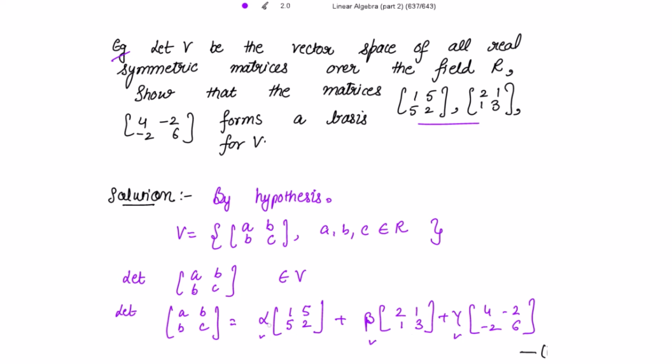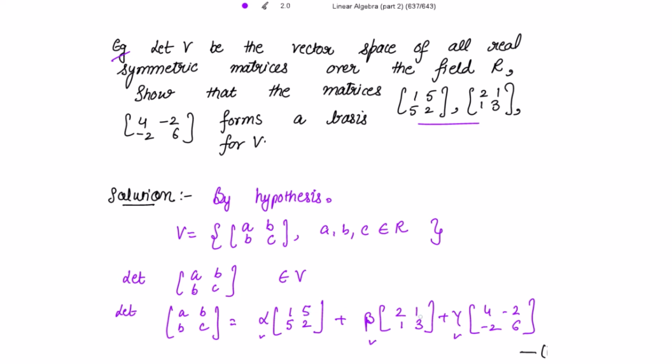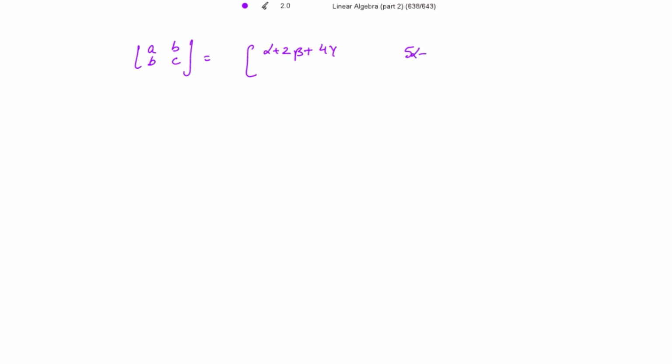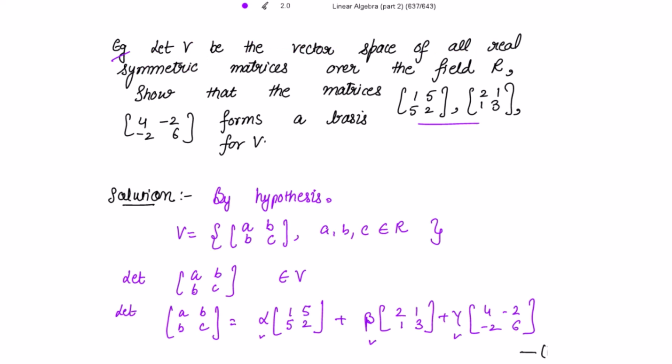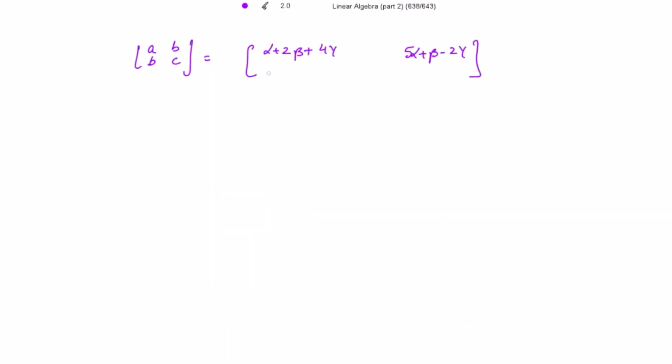So let's solve this further. Multiply alpha with these elements, beta with these, and gamma with these, and then sum them all and you will get one matrix. So this is [a, b; b, c]. If you multiply alpha, beta, gamma with the respective matrices and add them, you will get the first element as alpha plus 2 beta plus 4 gamma. The second element is 5 alpha plus beta minus 2 gamma. Then again 5 alpha plus beta minus 2 gamma, the same. And then 2 alpha plus 3 beta plus 6 gamma.